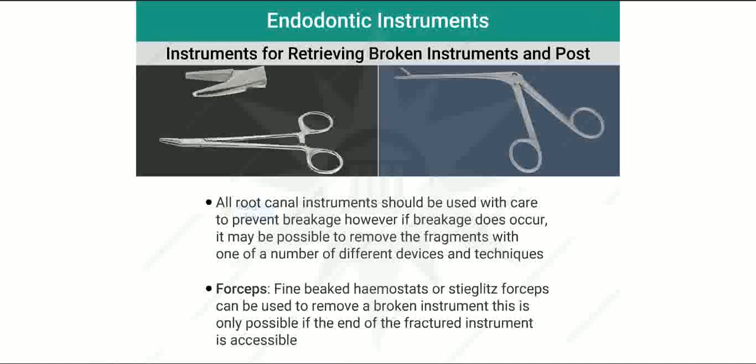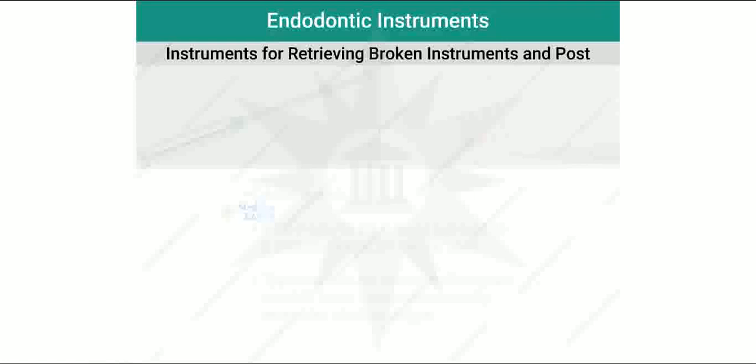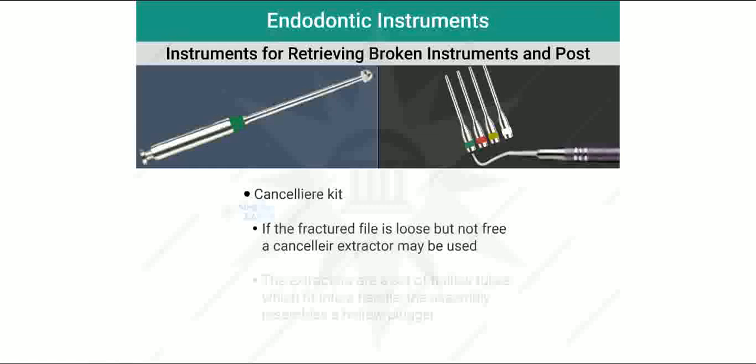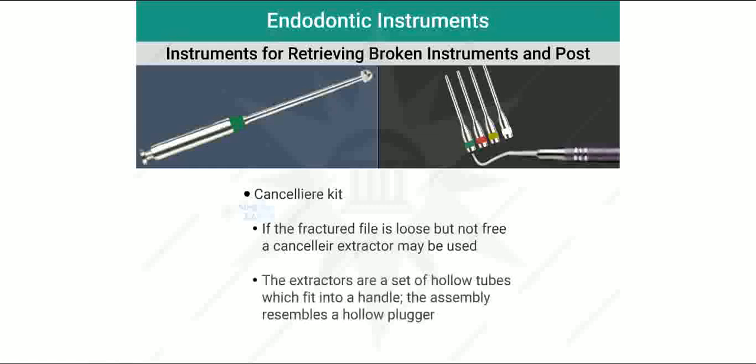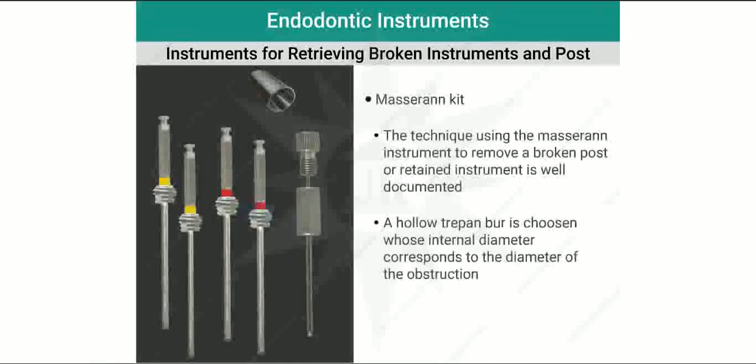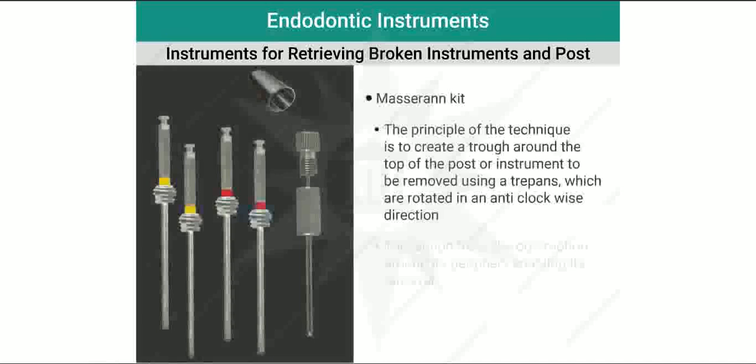For example, the Cancellier kit. If the instrument file is loose but not free, a Cancellier extractor may be used. The extractors are a set of hollow tubes which fit into the handle, and the assembly resembles a hollow plugger. And the most famous, the Masserann kit. A hollow trepan bur is chosen whose internal diameter corresponds to the diameter of the obstruction. The principle of the technique is to create a trough around the post or instrument to be removed, which is rotated in an anti-clockwise direction. This action frees the obstruction around its periphery and enables its removal.